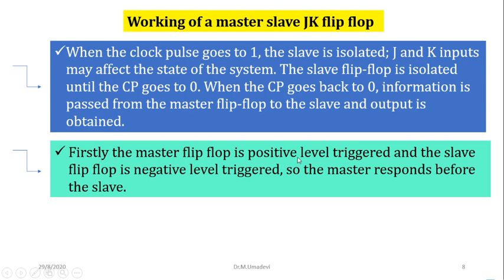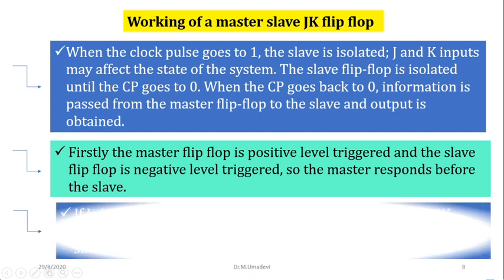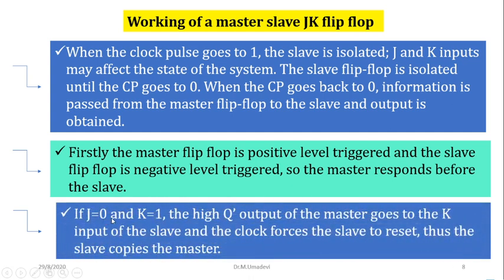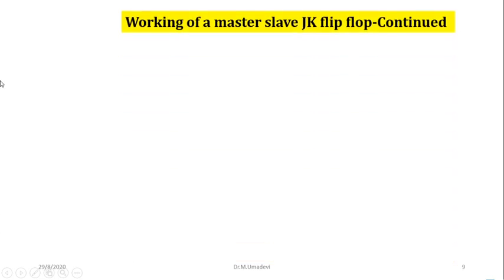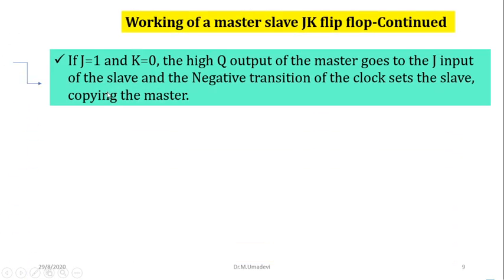First, the master flip-flop is positive level triggered and the slave flip-flop is negative level triggered. So the master responds before the slave. If J is equal to 0, K is equal to 1, then the high Q dash output of the master goes to the K input of the slave and the clock forces the slave to reset. Thus, the slave copies the master. And the working continues here.